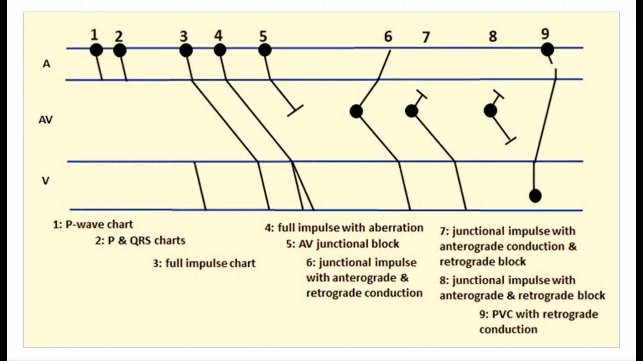Beat 6, AV junctional impulse with anterograde conduction down to the ventricles and retrograde conduction up to the atria. Beat 7, AV junctional impulse with anterograde conduction and retrograde block. Beat 8, AV junctional impulse with anterograde and retrograde block. Beat 9, ventricular impulse with retrograde conduction.